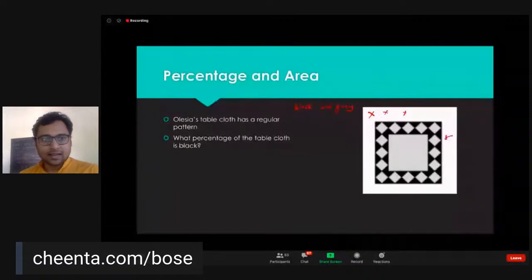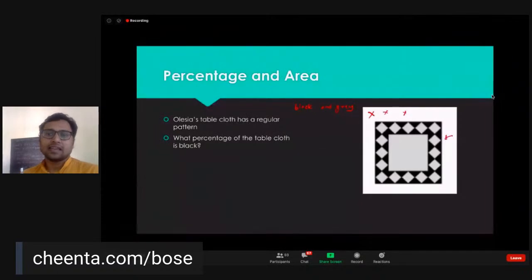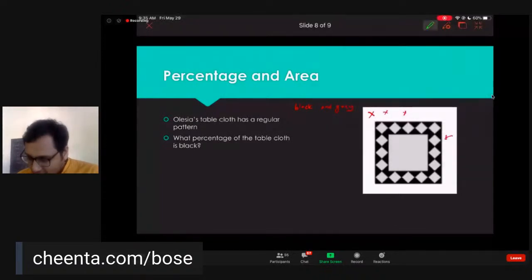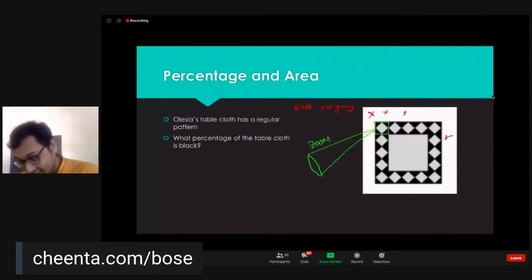Okay. Now, instead of calculating the actual area and everything, we can do this in a more intuitive, more visual way. So let's see how we can do this. We can start by noticing that these are little squares, right? So let me zoom in on a little square. Well, I'm using Zoom as well, so makes sense, I guess.